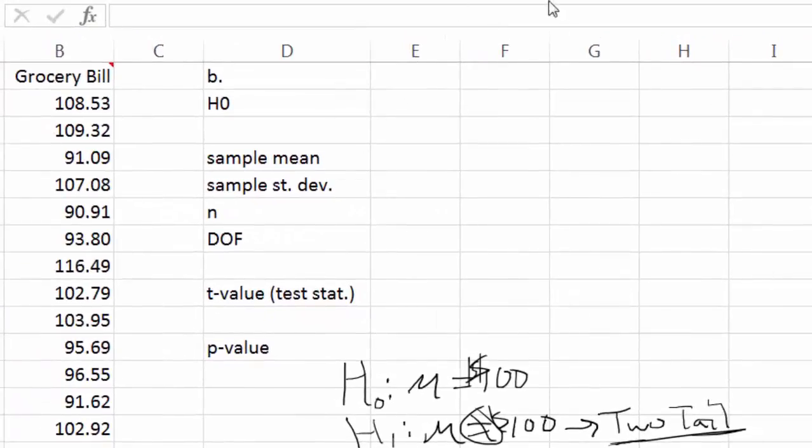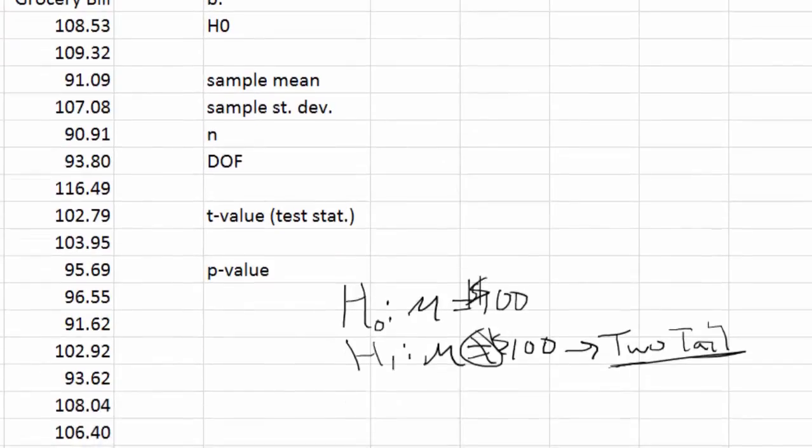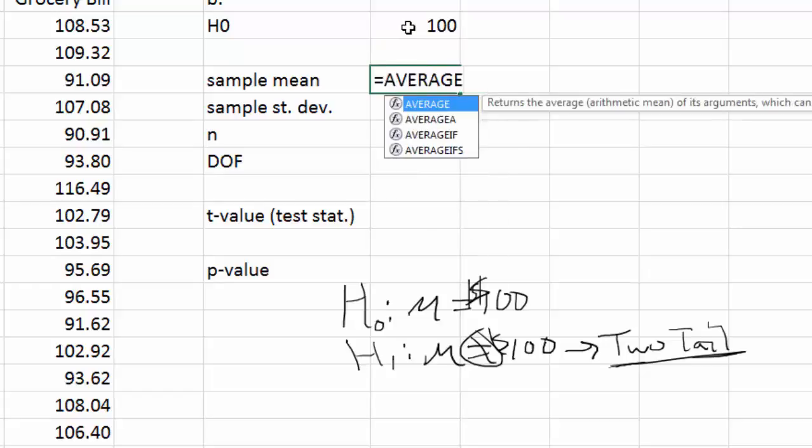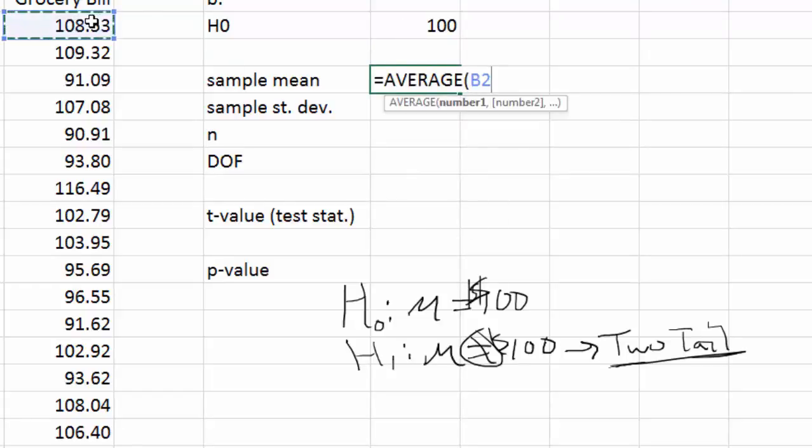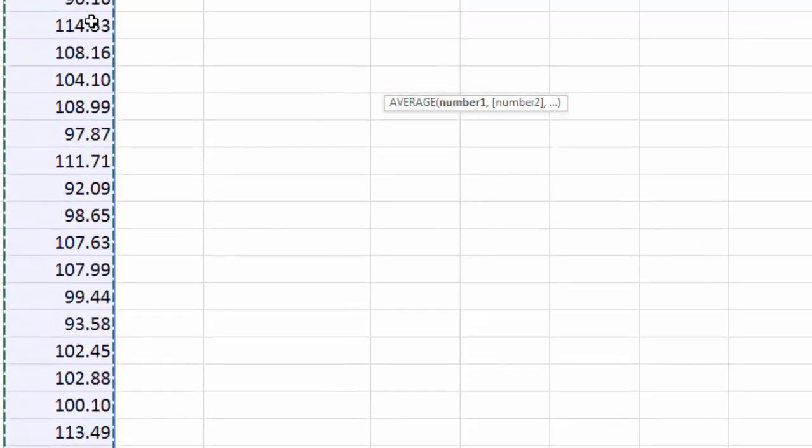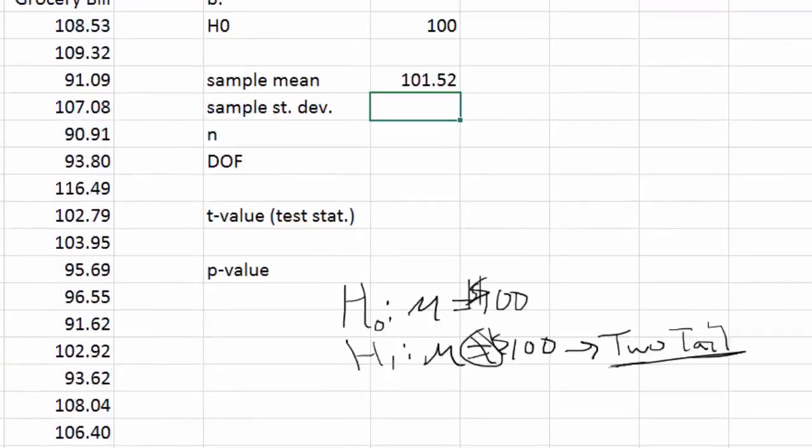Okay, and to work the problem, you'll notice what I've done is set up cells for the null hypothesis value. Let's go ahead and type that in, 100. The sample mean, that's just the average of B2 to B101. Okay, and that comes out to 101.52. So far it looks like, hey, the sample mean is different, but remember, we're looking for significance. Is it significantly different than the known national average?